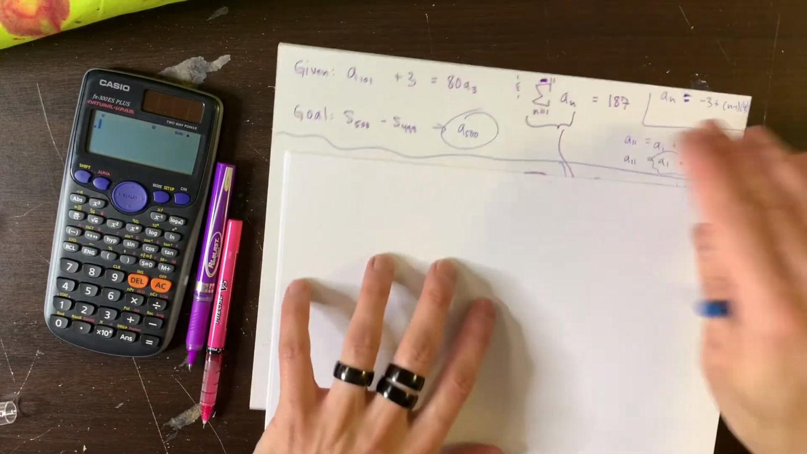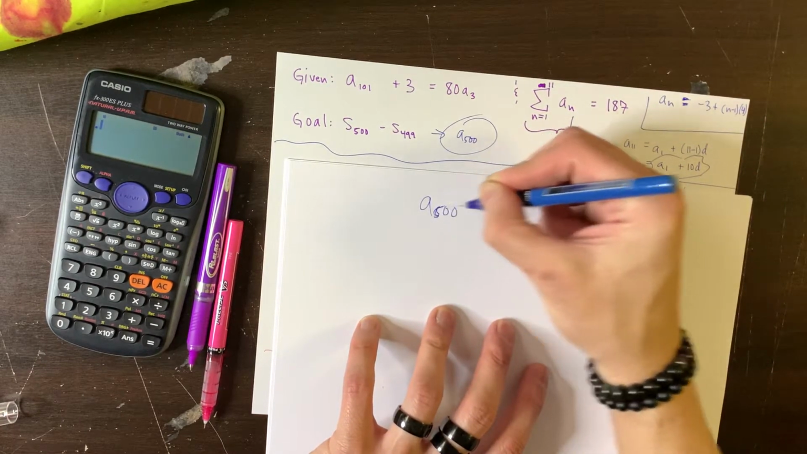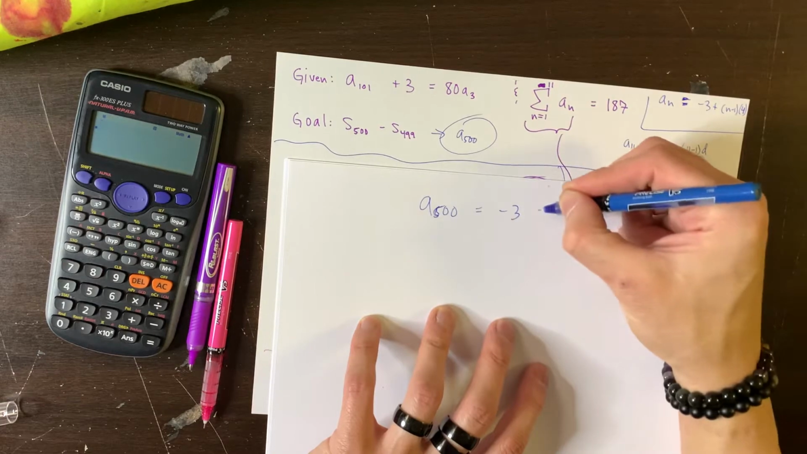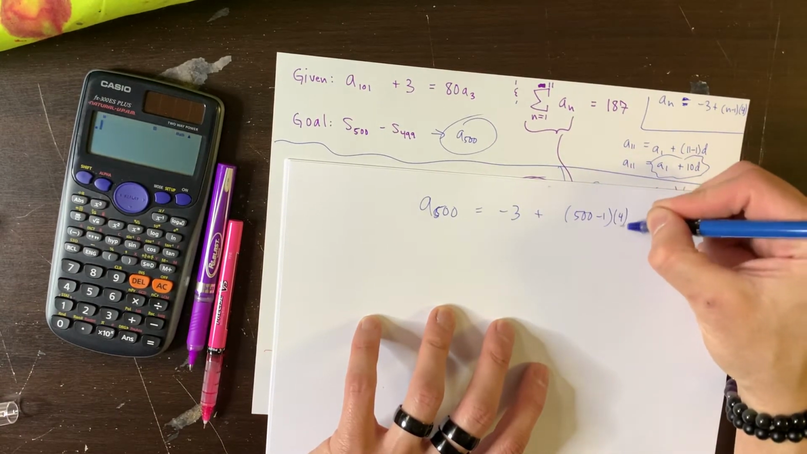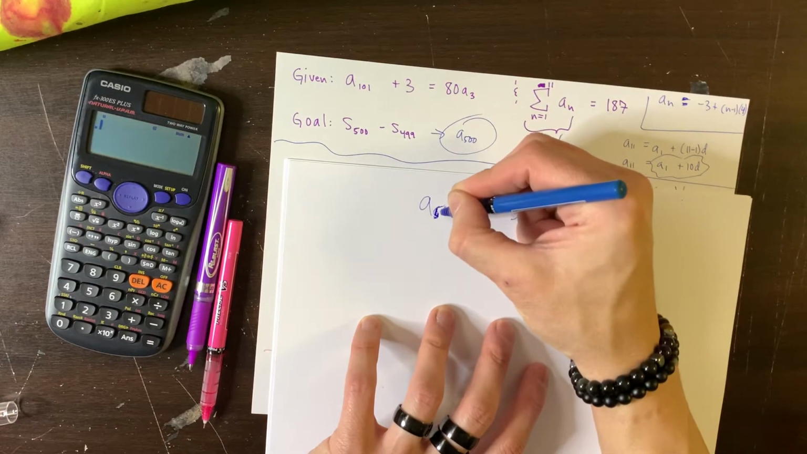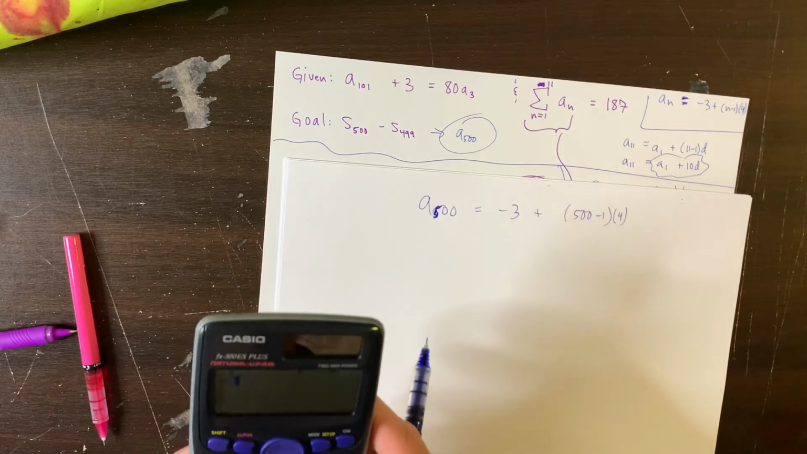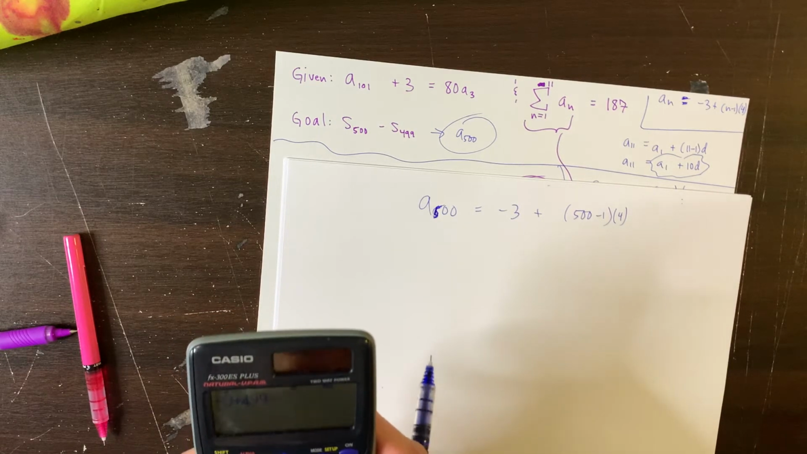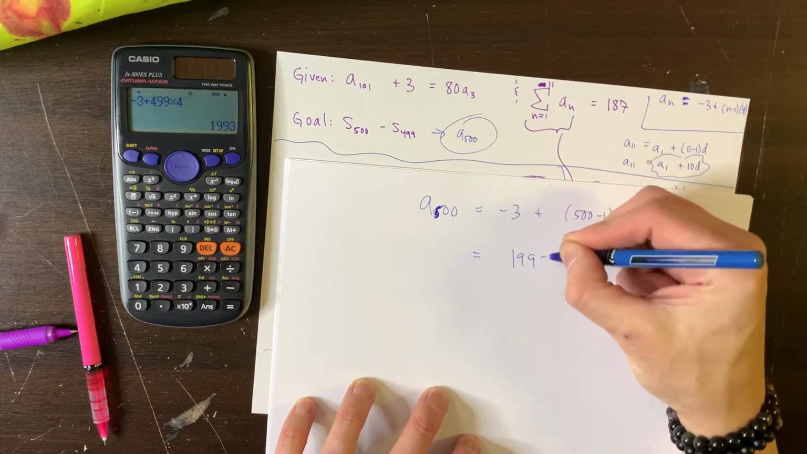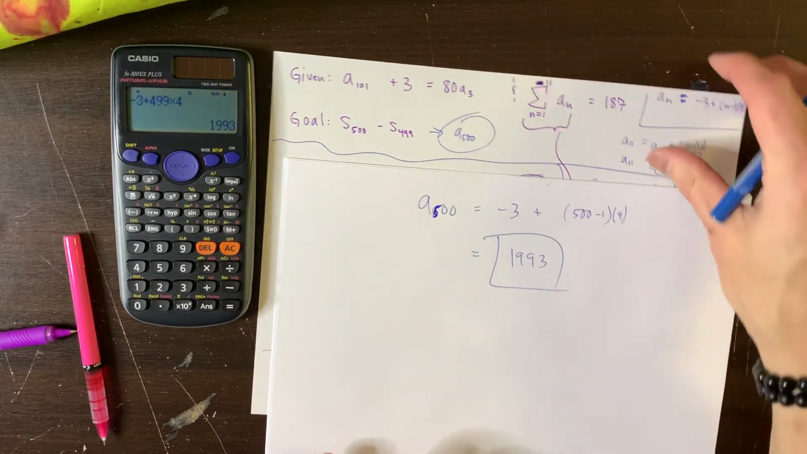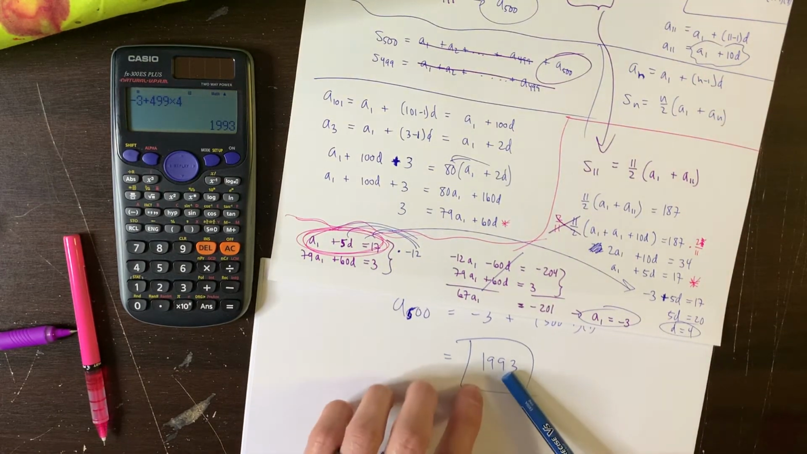Maybe I should have used another paper like 10 minutes ago. So the 500th term equals negative 3 plus 500 minus 1 times 4, which if you type that into your calculator, let's see what this is. So please forgive the sloppiness of this video. I didn't think that I would need that much paper, but I did because this problem is crazy. Look at this problem. It's so crazy. But anyways, that is the final answer.